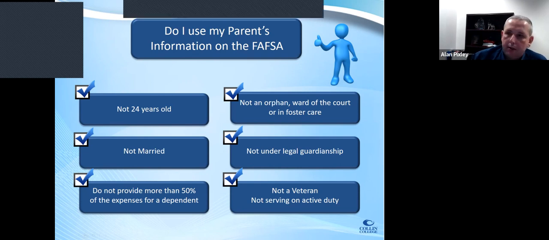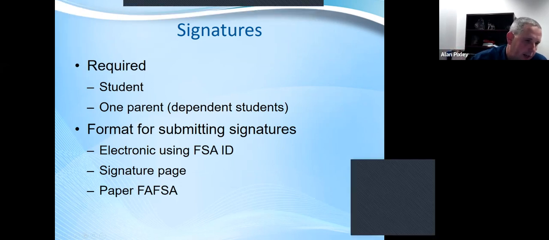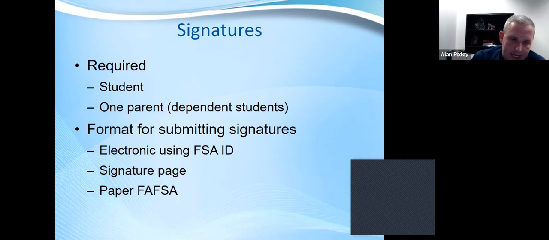Next, we'll talk about the signatures that are required at the end of the application. So it's going to ask you for all this demographic information, all this income information. Just pay attention when you go through there between what pages are specific to the student versus what pages are specific to the parent. At the end, you're going to be required to provide that electronic signature using your FSA ID. The student and one parent for dependent students are going to have to sign that.